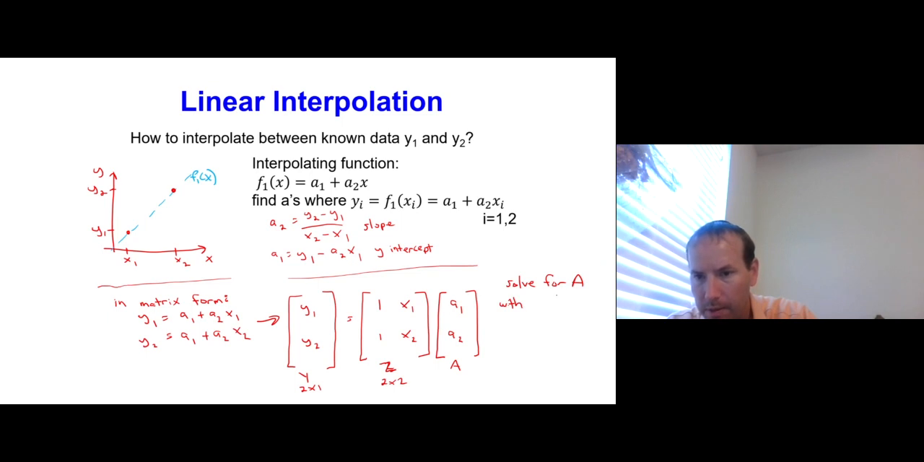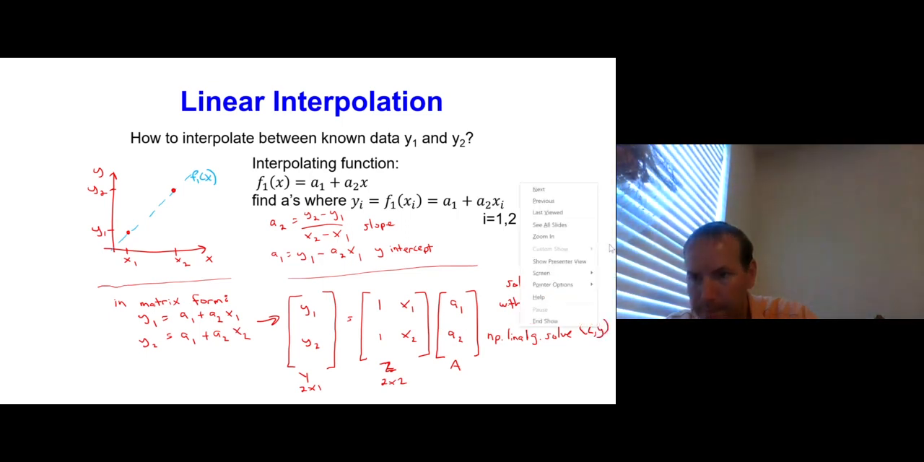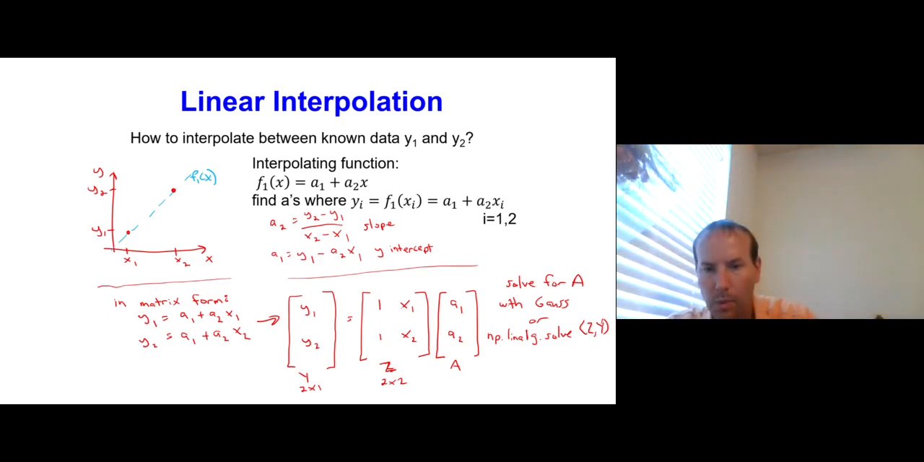To solve for that unknown A, we could either use Gaussian elimination or, in Python, np.linalg.solve, and we'd be solving Z and Y. Actually, this would be a capital Y. Okay, so there's basically a one-step solution once you set up the matrices as you see here. So that's how linear interpolation would work.